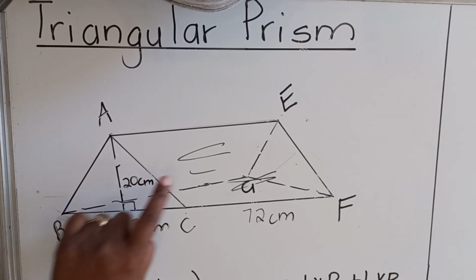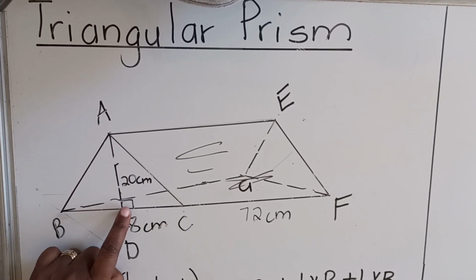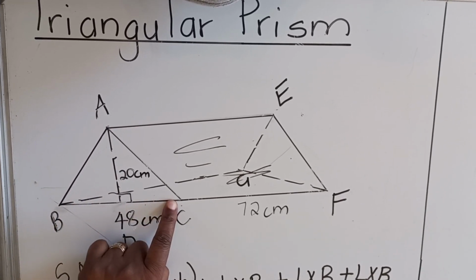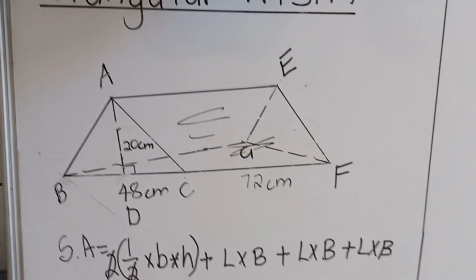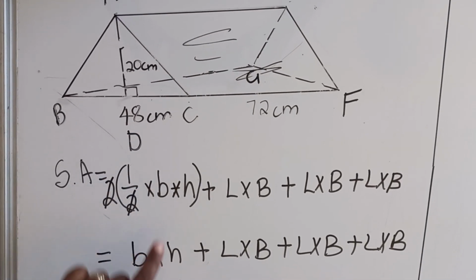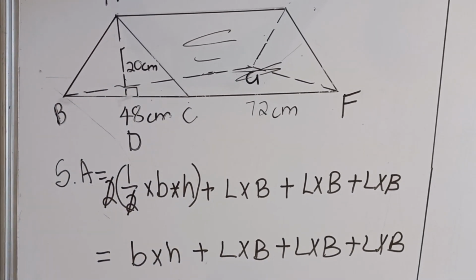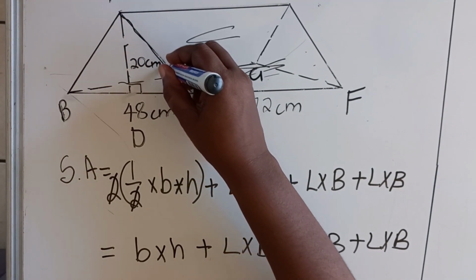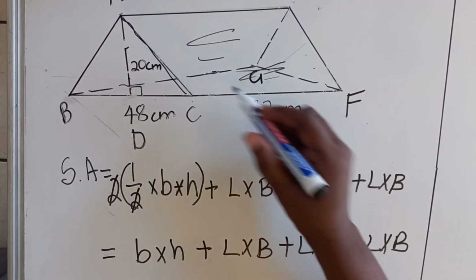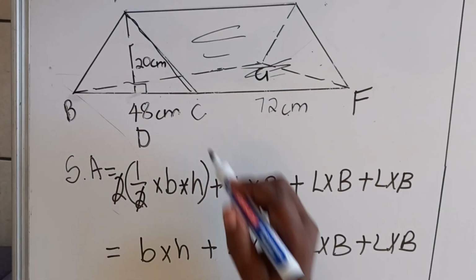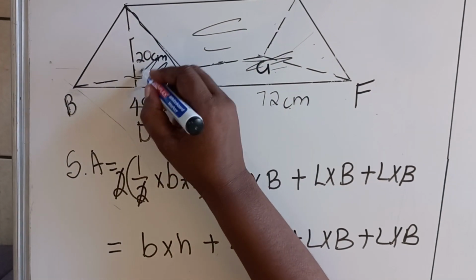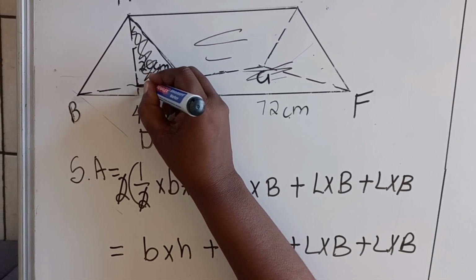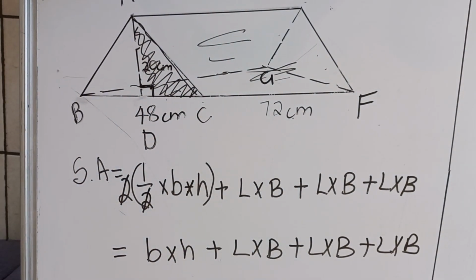Now with my two triangles, my height is the perpendicular line, that one, and my base is the bottom one. You see? The base is 48 and the height is 20. But when you look at this rectangle here, I don't have this side. I have this one, it's 72, but I don't have this one. Now look at this. Do you see you have a triangle there? This triangle has 90 degrees, so this is a right-angled triangle.